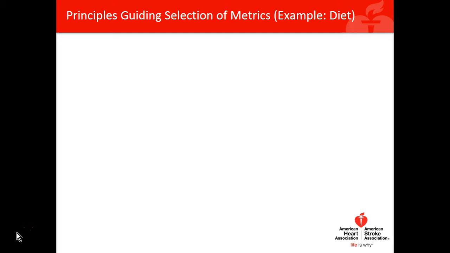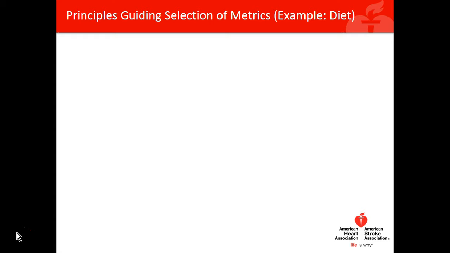So specifically around diet, one of the things I wanted to talk about is the principles guiding selection of the metrics, and I'm going to use diet as an example. I'm hoping this will give you information about what is in the actual diet metrics and the healthy dietary score, as well as the process and ideas and concepts behind selecting those metrics for diet. The same process was also used for selecting the other metrics and the categories for them.